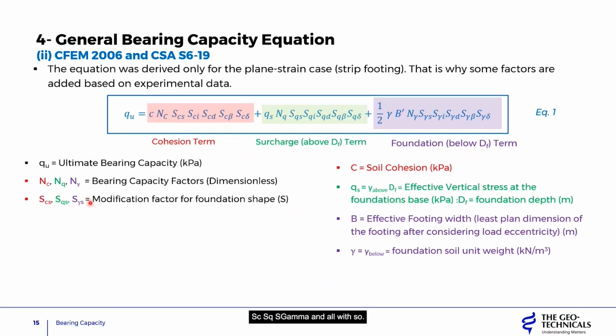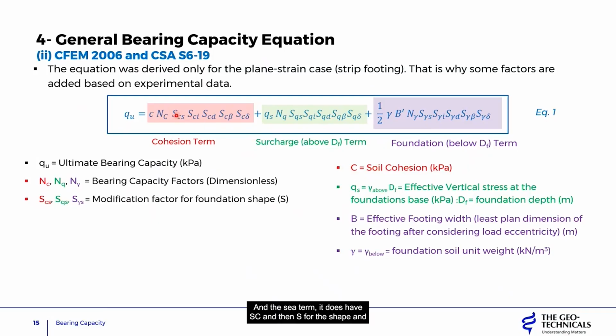SC, SQ, S gamma, and all with S. So S is just a factor, you can call it lambda. Some textbooks call it lambda Q or lambda C or whatever the name. It's the factor that takes into account the shape, so a modification factor for the foundation shape. That's why it ends with S.